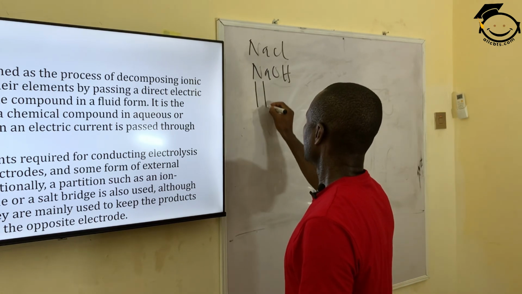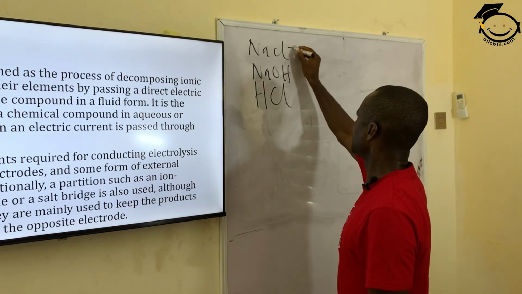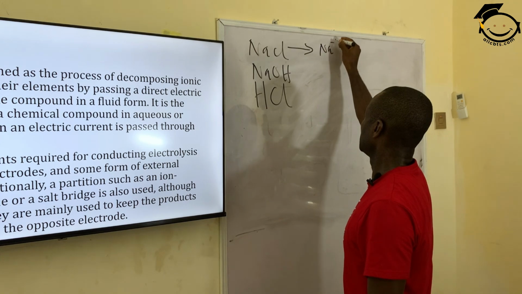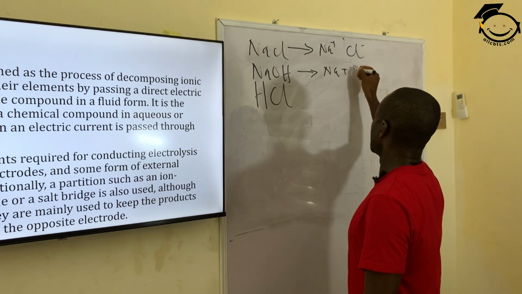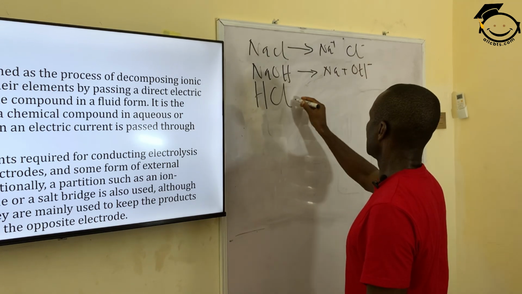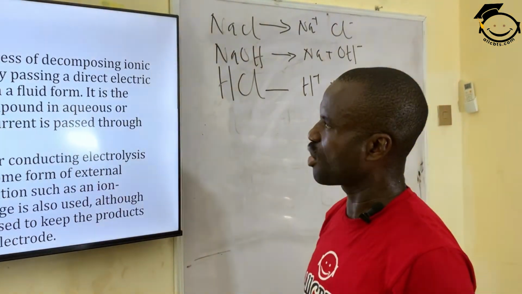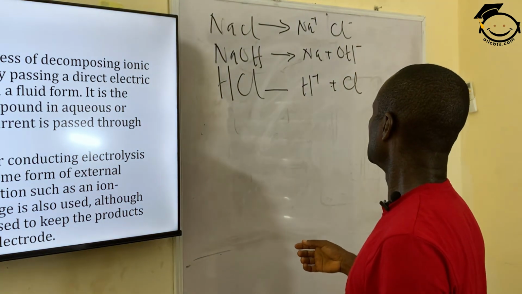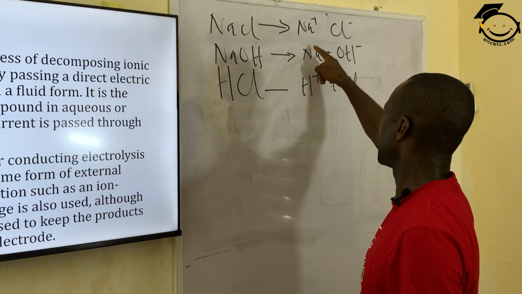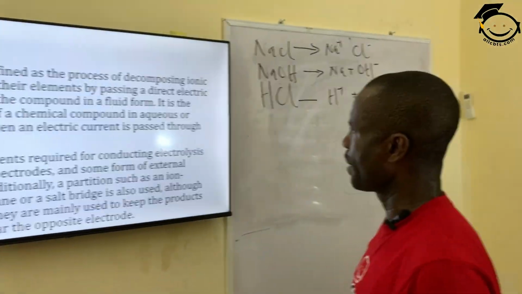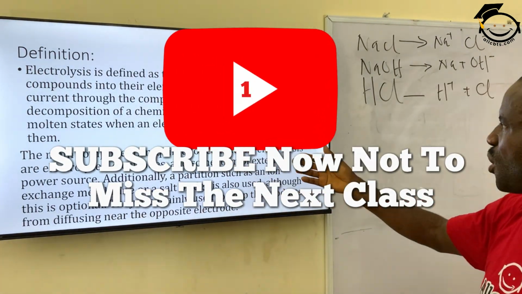In fact, we have HCl. These are water soluble. When they dissolve in water, they form ions: sodium ion plus chloride ion; sodium ion plus hydroxide ion minus; then hydrogen ion plus chloride ion. So these are compounds which are able to dissociate or break down into their respective ions. It is the decomposition of a chemical compound in aqueous or molten state.